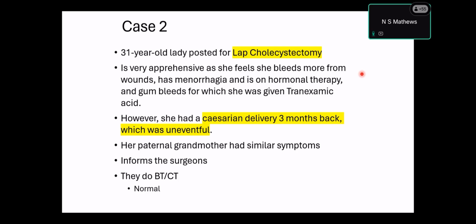Now my next question: she had a cesarean delivery 3 months back, which was uneventful. Of course, we have said that she's a mild bleeder, but still, do you have any justification for why she didn't have bleeding symptoms or signs during that delivery? Because in pregnancy there is increased production of coagulation factors, and maybe that's why. Absolutely right. That is why now she has gone for surgery, a lap cholecystectomy, and she's bleeding torrentially. Pregnancy is a prothrombotic state. All the factors rise.